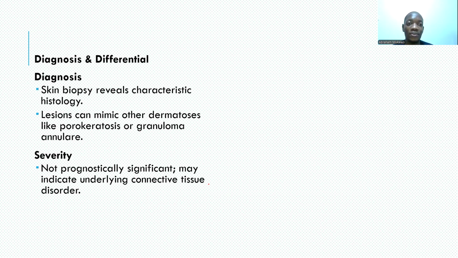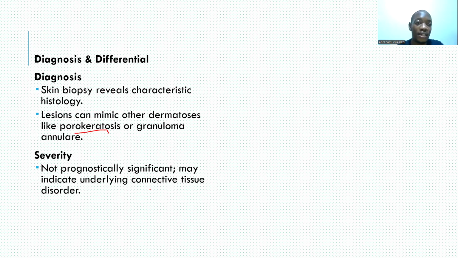When you look at the diagnosis, usually when you do a skin biopsy and histology, it will be characteristic to show that something is getting eliminated. These lesions can mimic other dermatoses like folliculitis. But in folliculitis, we usually get the lamellar arrangement within the epidermis, so it is a little bit different, and it will be easier for you to tell them apart. But it can also look like granuloma annulare on histology, and you have to be very keen to make sure that you don't misdiagnose it.